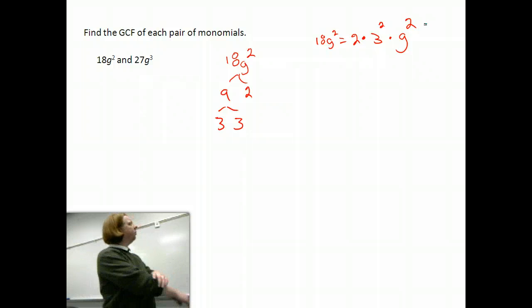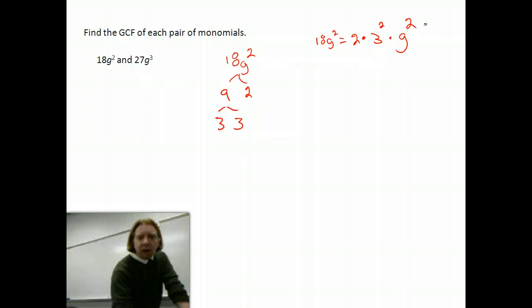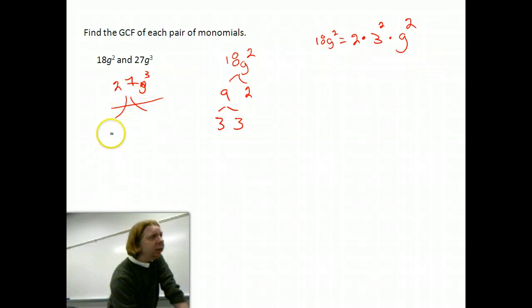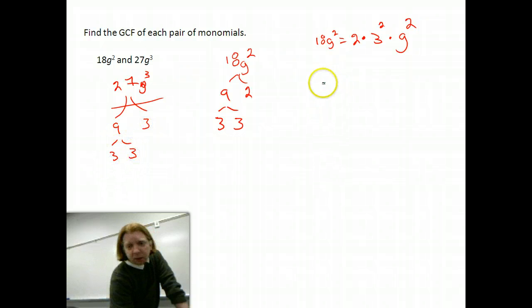Didn't really leave myself a lot of room in there. Probably should have. Now let's take a look at 27g to the third. Now I'm not going to worry about the g. 27 is 9 times 3. And 9 we already said was 3 and 3. So when I write this down, 27g to the third, there are no 2's. There's a 3 to the third and a g also to the third.